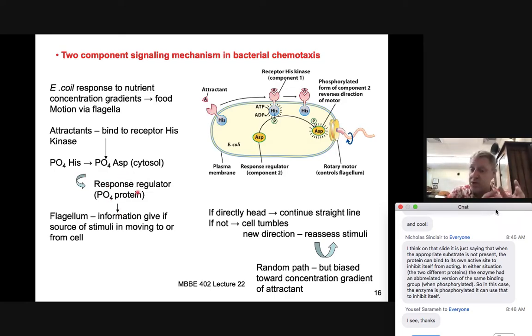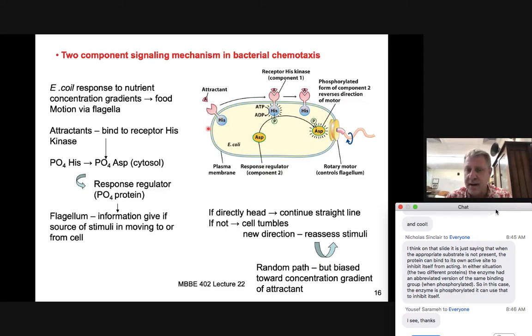Again, a three-dimensional structural change is caused by that phosphorylation event, which will then have a high affinity and bind to the cytosolic side of the flagellar protein and basically make the flagellar component change a movement or stimulus in regards to its activation. So if directly head on, they will continue. With a continual concentration at the head, and a continual stimulation with the phosphorylated aspartic acid, we're going to move in a straight line.